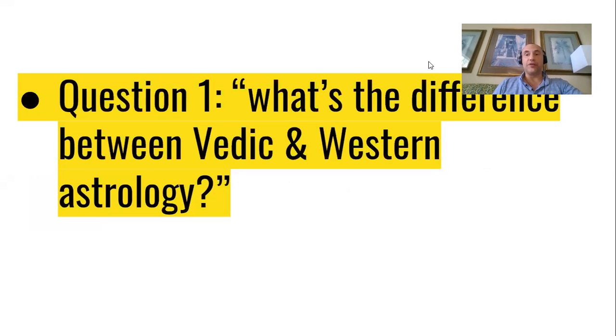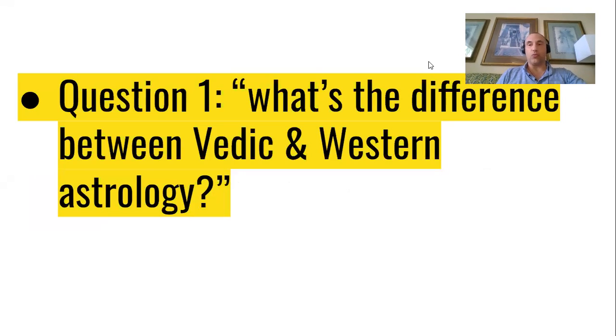What is the difference between Vedic and Western astrology? Now, I know a lot of people have answered this using ecliptics and solely lunar calendars and sidereal zodiac versus tropical zodiac. I'm not going to use any of that terminology, okay? I'm going to make it really simple. Both systems use the same planets, the same signs, the same houses. All of that's pretty much the same.